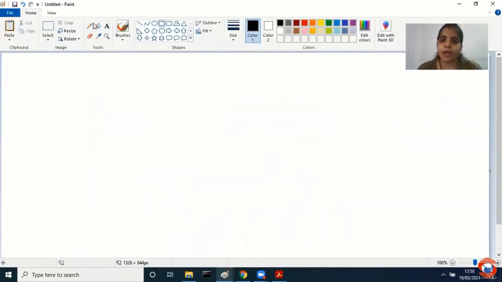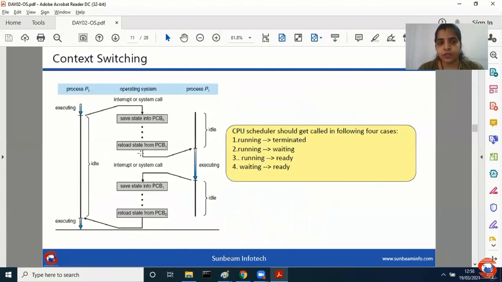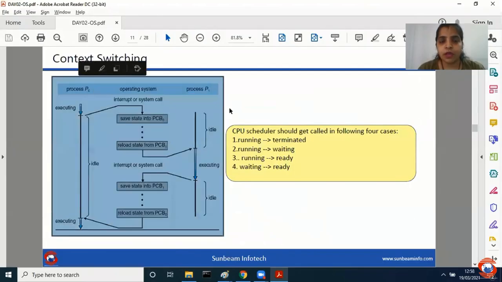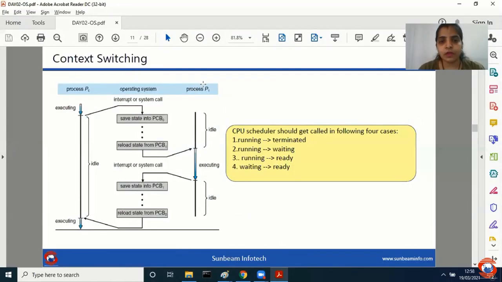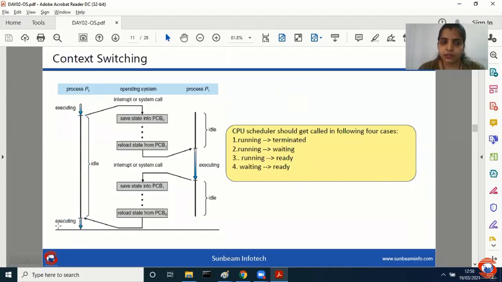All right. Now, suppose I have two processes. I'll take a diagram first, then I'll take a theory. Suppose I have process P0 and process P1. Process P0 is executing up to this point, let us say for 10 milliseconds. Then process P0 is now idle. Idle means I have minimized it. Then process P0 is again executing, let us say for a few milliseconds.